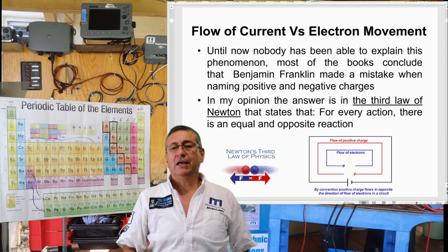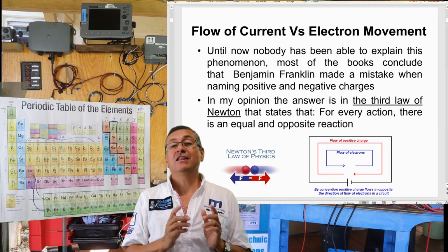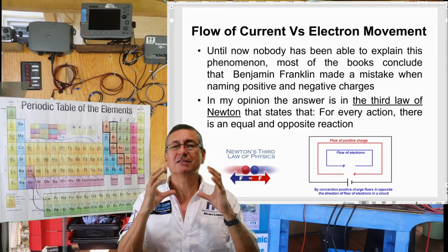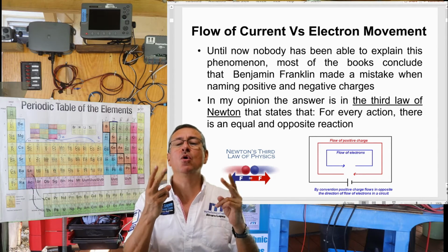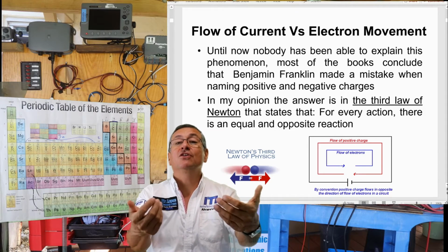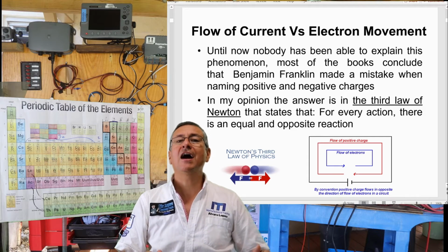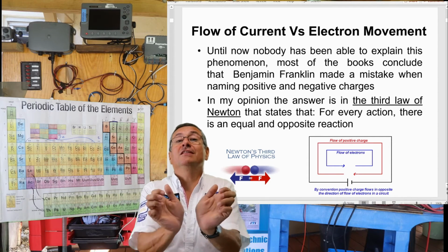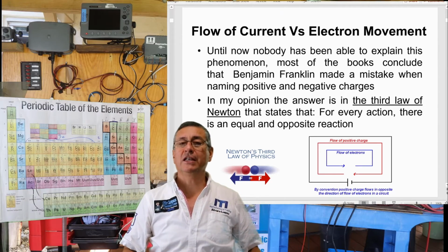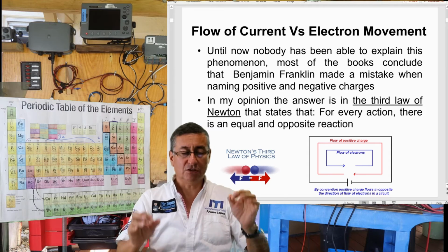And I think that the flow of electrons and the flow of electricity works exactly like the third law of Newton. When you apply one force in one direction, the reaction from the element is in the opposite direction. The flow of electrons is in this direction, and the flow of electricity is the reaction in the opposite direction. Exactly like this, and this is simple to understand that concept.